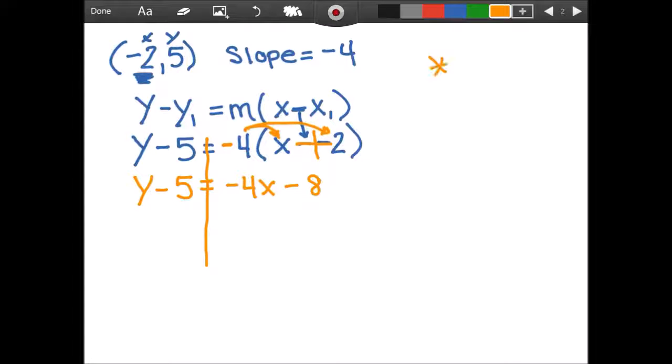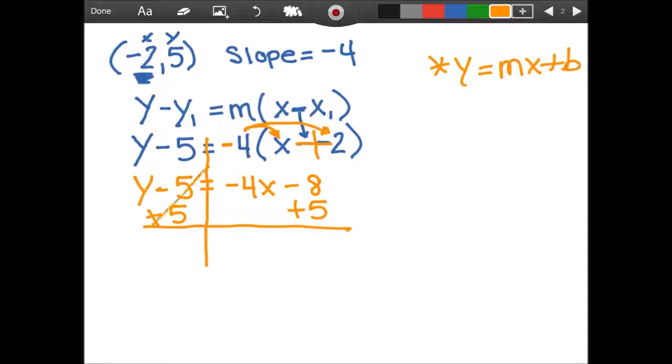All right, remember, my goal is to get it in y= format or slope format, which is right over here again. So I want y by itself. So I'm going to go ahead and add 5 because that's the opposite of -5. So the opposite of -5 is +5. Good job. And what we do to one side of the equation, we have to do to the other side of the equation. Great job. So then we're going to get y equals, we're going to drop down that -4x because there's no other x's to combine. And we're going to combine the two numbers on the end right here, 5 and -8. And that gives us -3. That is your answer right here.